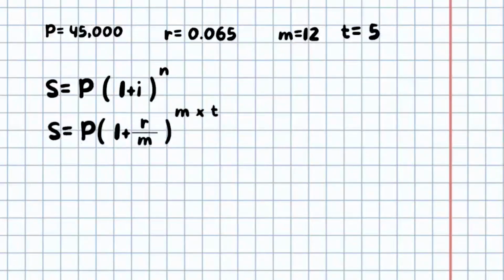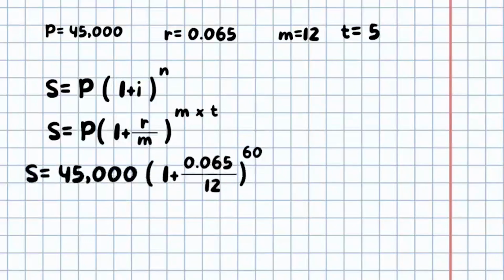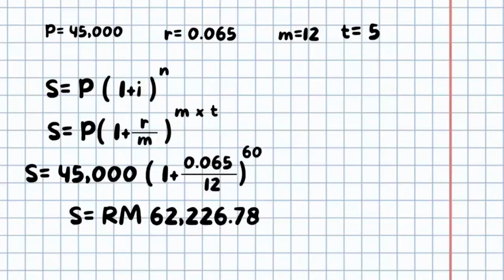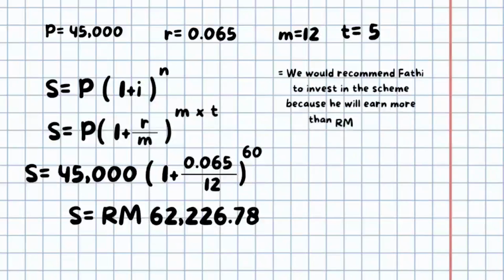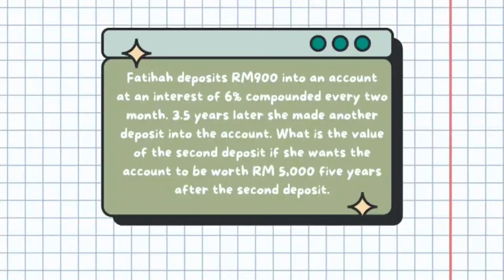So we already have the amount of P, R, M and T. All we need to do is to substitute the amount into the formula, and the final answer will be S equal to RM 62,226 ringgit and 78 cents. So to answer the question, we would recommend Fatih to invest in the scheme because he will earn more than 60,000 ringgit.